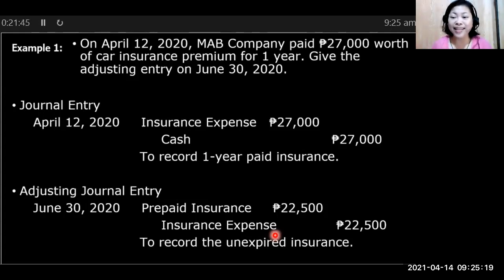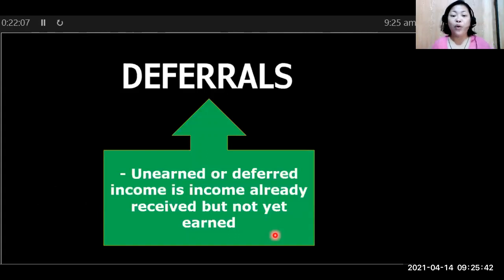Again, take note, in expense method, in the adjusting entry, we are recording the unexpired or unused portion of the prepayments. So we have two methods for the prepayments. We have the asset method and we have the expense method. Next one, after prepayments, we also have what we call deferrals.